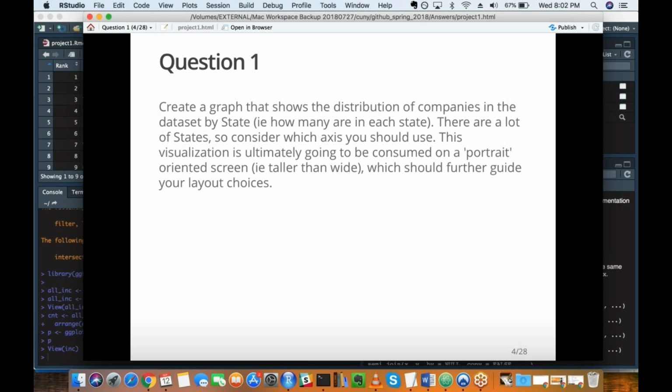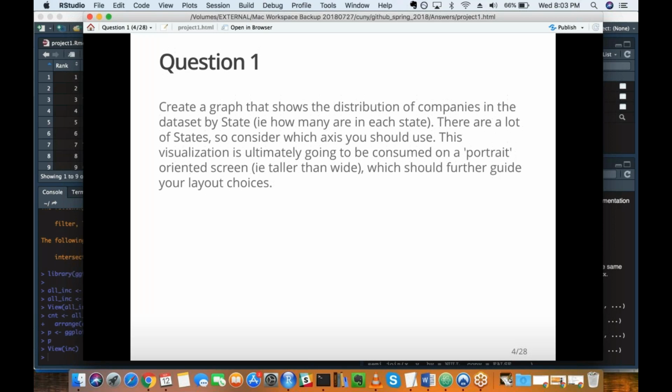So the first question is asking to show the distribution of companies in the data set by state, and just simply finding out how many are in each state. So for this question, what we're looking at is fairly straightforward. We're just simply looking at how many companies are in each state, but there is a bit more going on in terms of how the visualization is being consumed.